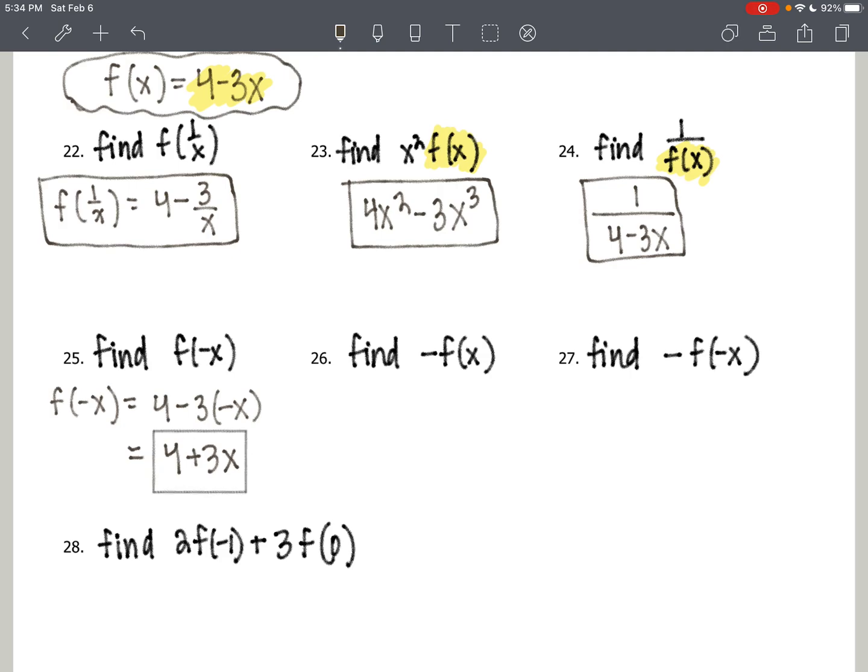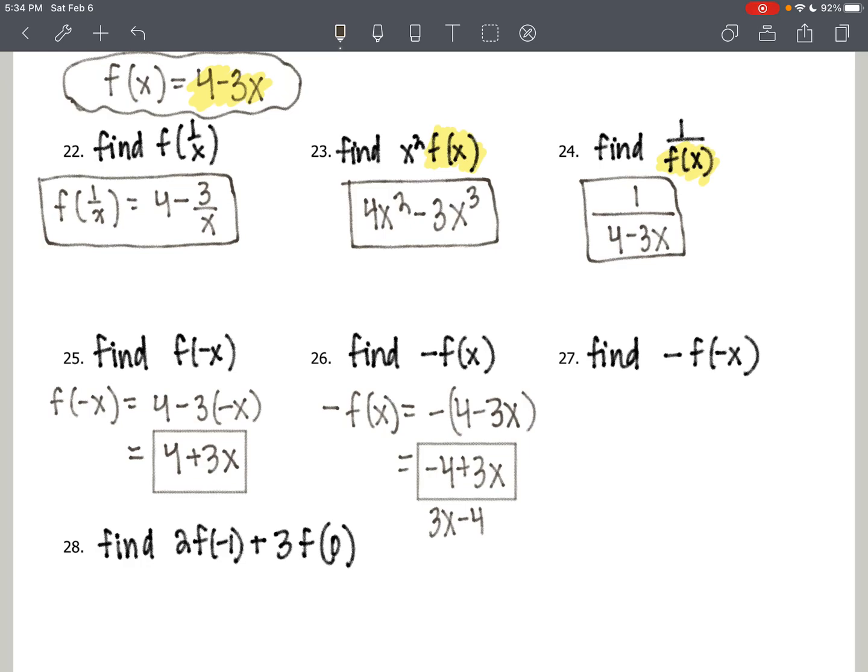The opposite of f of x: you take f of x, which is 4 minus 3x, and you take the opposite of it. So that gives us negative 4 plus 3x. Now you can leave it just like that, or if you feel more comfortable writing it 3x minus 4, that's probably good etiquette to tuck that negative inside the expression.